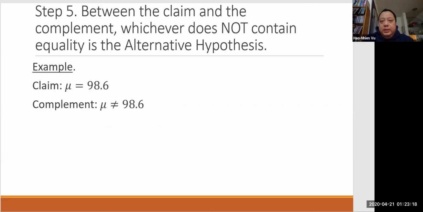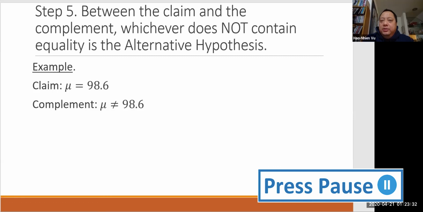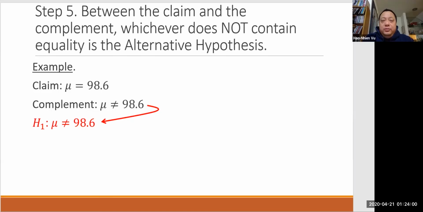Next example, if we have a claim of mu equals 98.6 and the complement of mu not equal to 98.6, which one would you copy as the alternative hypothesis? Hit pause and write the alternative hypothesis. The answer is you copy the complement into the alternative hypothesis H1. The claim has equality. As a matter of fact, the claim is equal. The complement has something that looks like an equal sign, but it's crossed out, so it's gone, so it does not include equality. That makes it the H1.